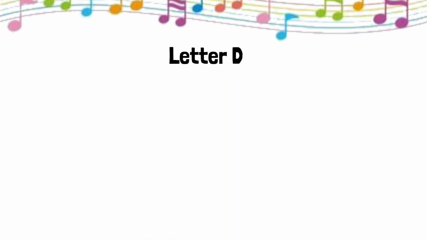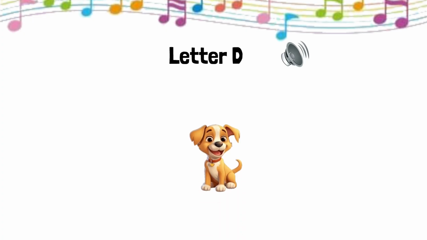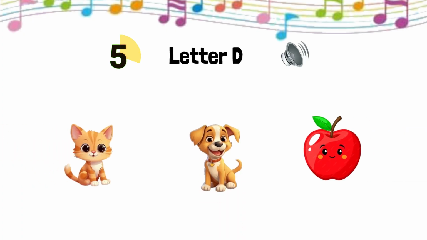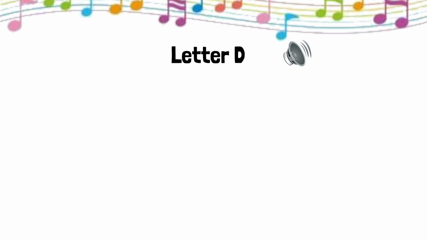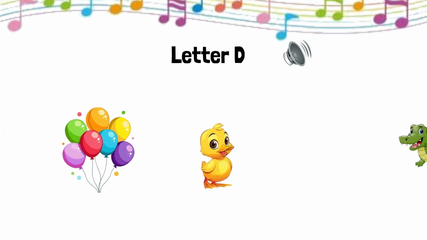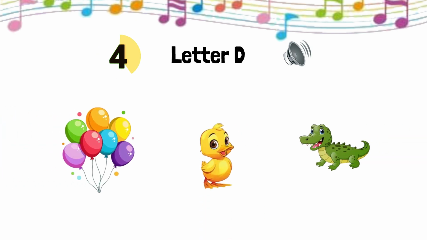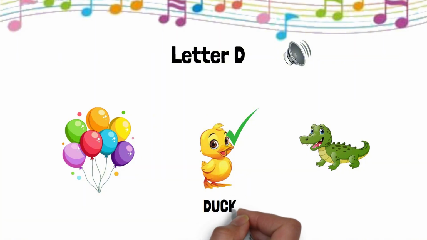Letter D. Da. Which picture starts with the sound dog, cat, or apple? Dog. Perfect. D for dog. Da. Now guess duck, balloon, or crocodile. Duck. That's right. D for duck.